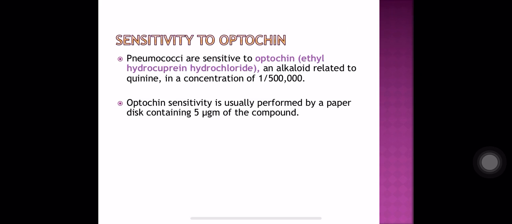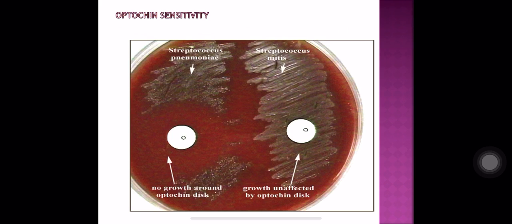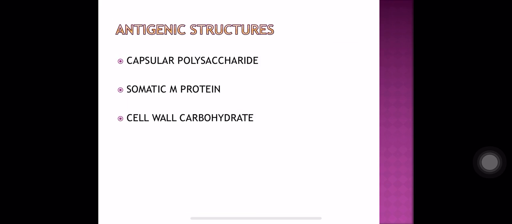Sensitivity to optochin is another feature of pneumococcus. Pneumococci are sensitive to optochin. Optochin is also known as ethyl hydrocupreine hydrochloride, which is an alkaloid related to quinine. Optochin sensitivity is another characteristic feature of pneumococcus. So inulin fermentation, bile solubility, and optochin sensitivity are important characteristic features of pneumococcus. Here in this photograph, optochin sensitivity of pneumococcus is shown, while other streptococci are not optochin sensitive.